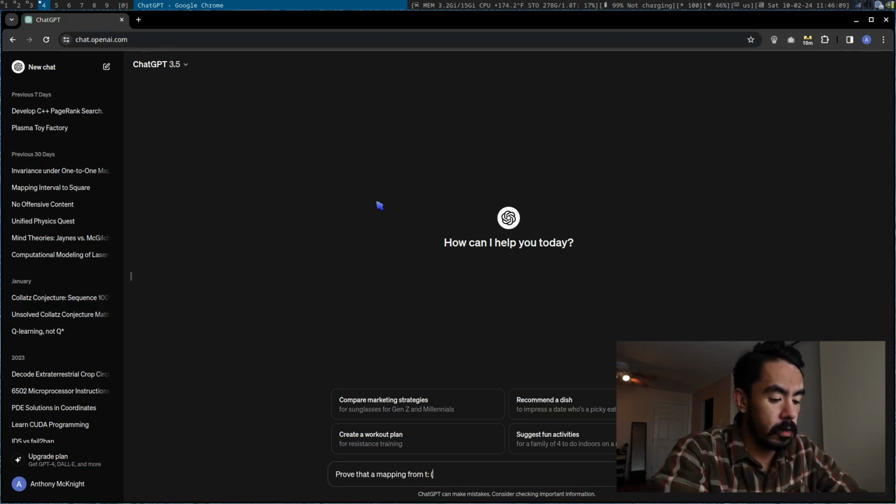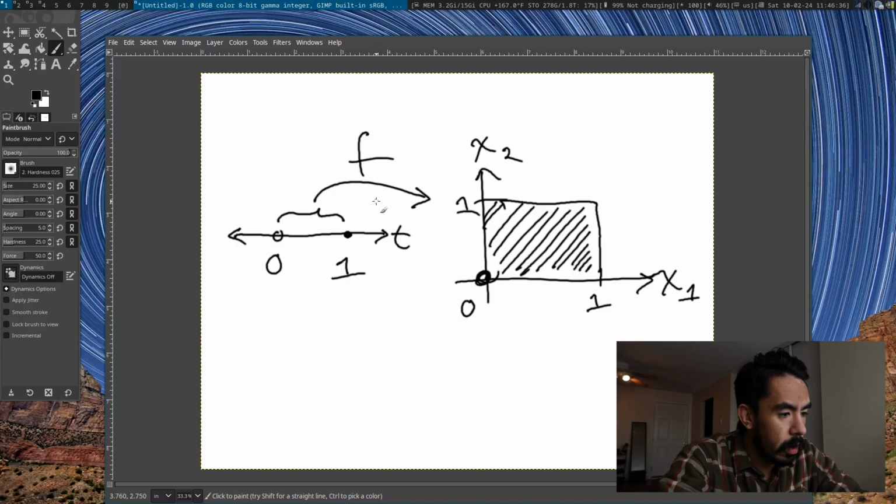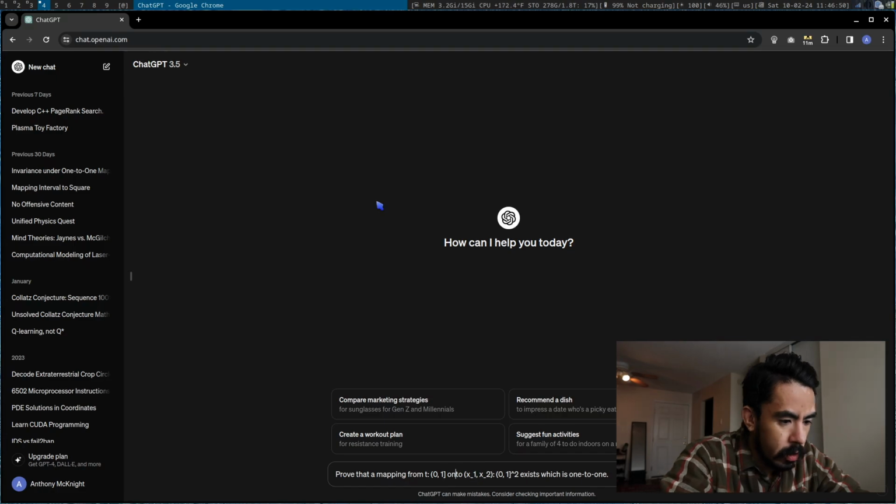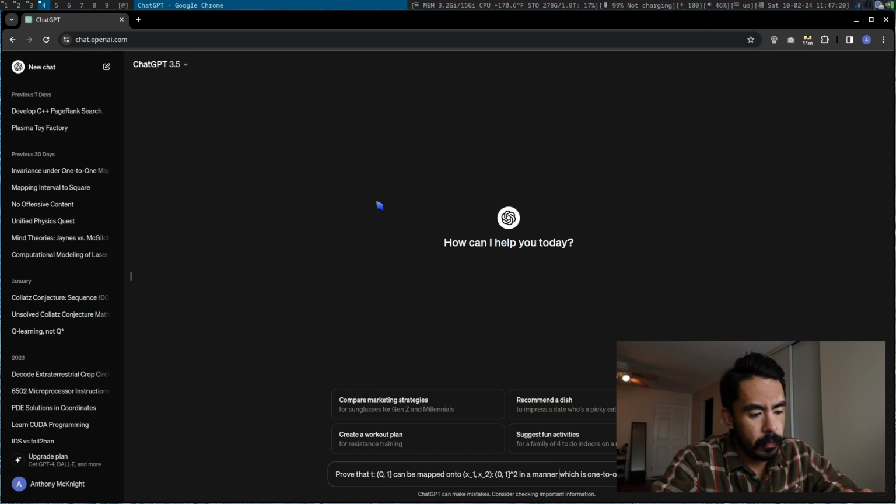Prove a mapping from t to x1, x2 that takes t in a manner which is 1 to 1. Alright, so this is my input. Prove that t, open at 0, closed at 1, can be mapped onto x1, x2, open at 0, closed at 1. This is a subset of the real line crossed with the real line. Anyways.